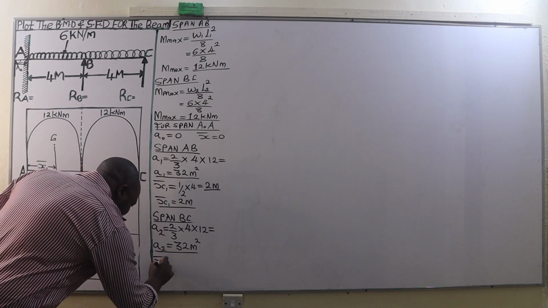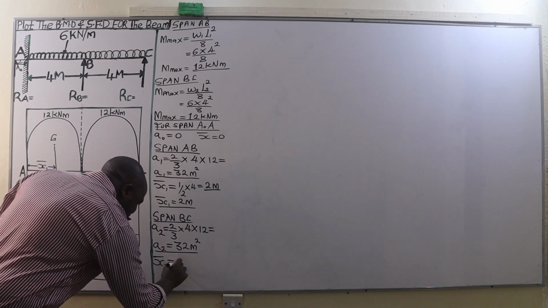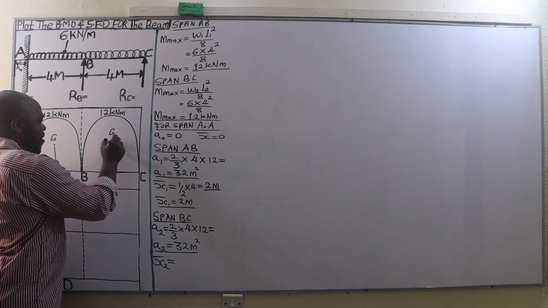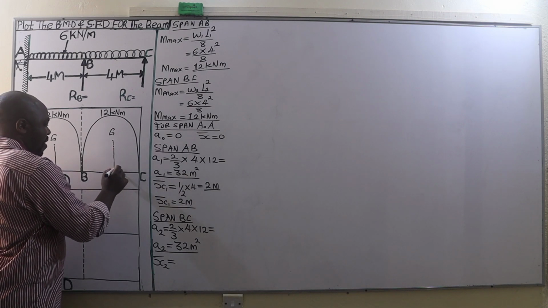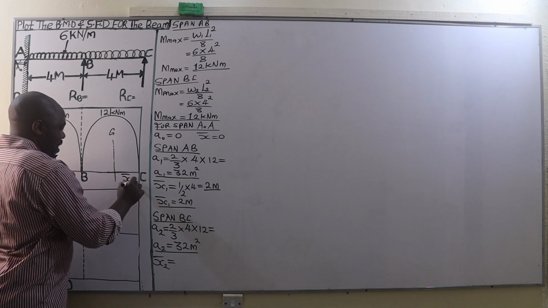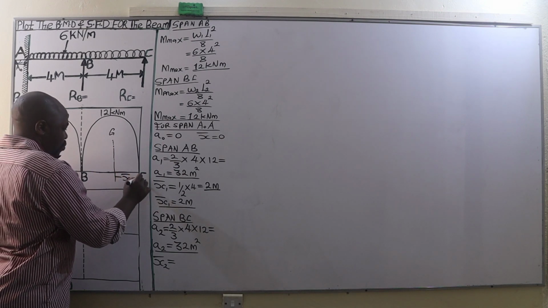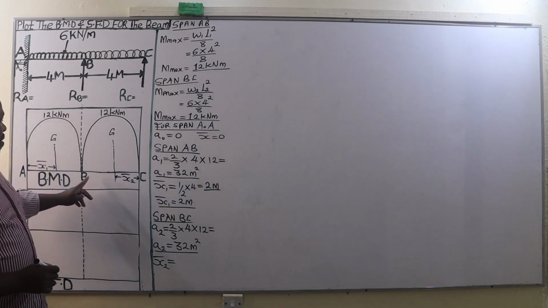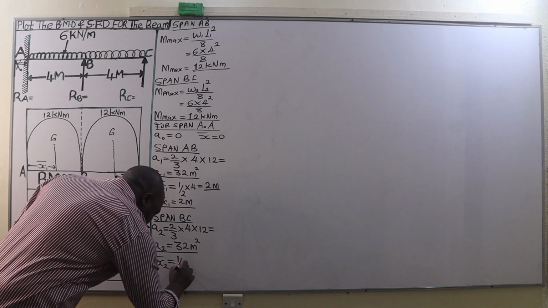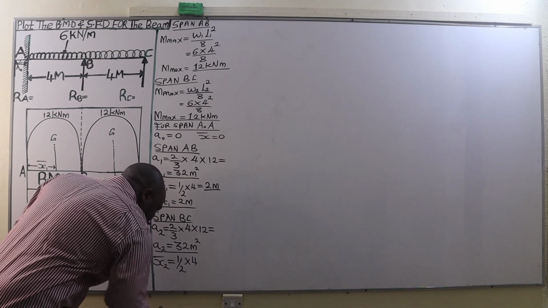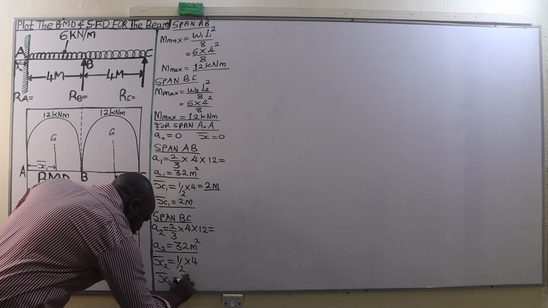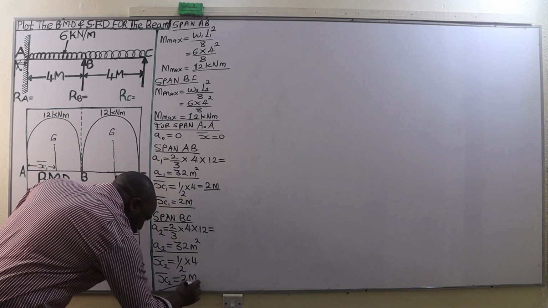Then we need bar x2, and in this case bar x2 is the distance from the center of gravity of this second bending moment diagram all the way to the end C. So that's what we have as bar x2, and bar x2 as well will be given by half the span B to C. So this is a half of B to C, which is 4 meters, and that is going to give us bar x2 to be 2 meters.